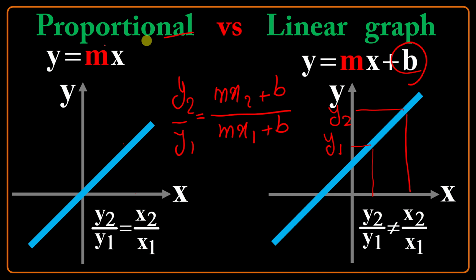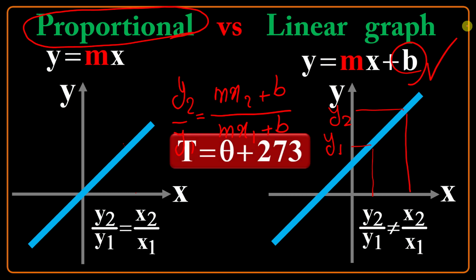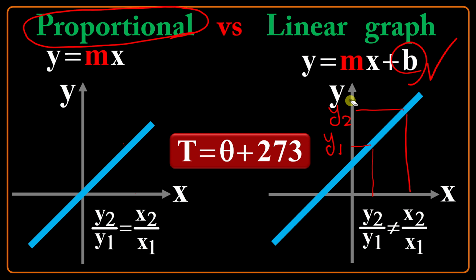So the proportional relation is the linear relation with no y-intercept. If there is a y-intercept, we have the linear graph, we have the linear relation, but it is not regarded as a proportional relation. Okay, an example could be the temperature. The Kelvin temperature and the Celsius temperature are related like this. T is equal to theta plus 273. You know, in physics, it's a very famous relation.